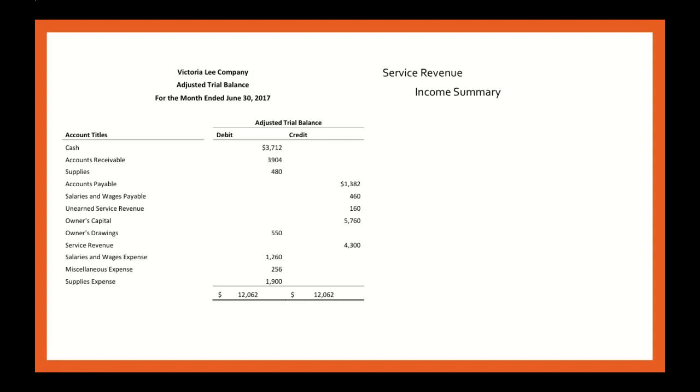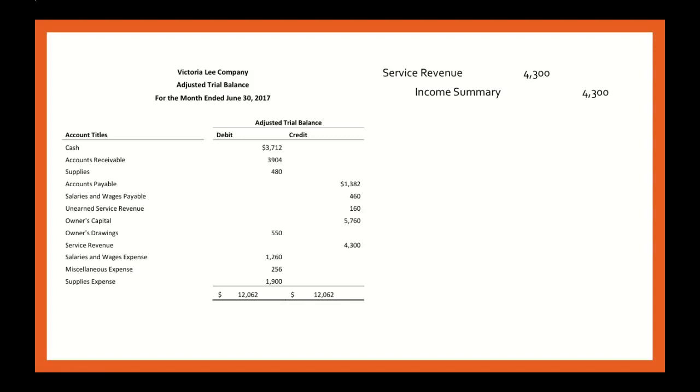Now, for how much? Well, service revenue has a balance of $4,300. So that's the amount that we're going to debit service revenue for. And since our debits and credits need to equal, that's also the amount that we credit income summary for. So we've now closed our revenue accounts. We only had one.